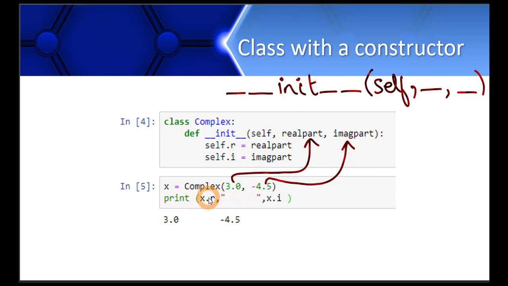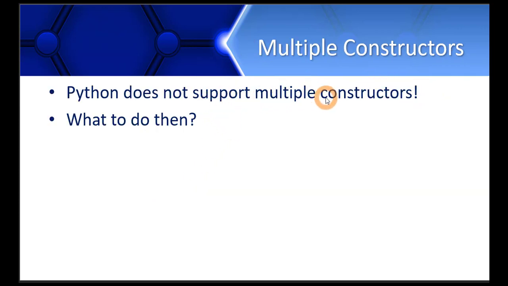So you can see that I have not called this init function anywhere, obviously. I have just created this object x. So when I created this object, this init function was called automatically. Why? Because this is the constructor of the class. So this was called automatically, and this 3.0 and minus 4.5 was passed here. And then later on when I print it, you can see that these are the same values. This is the output, and in the output you can see these are the same values that were passed to this constructor.